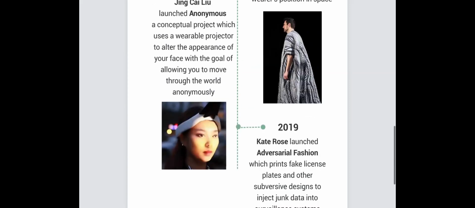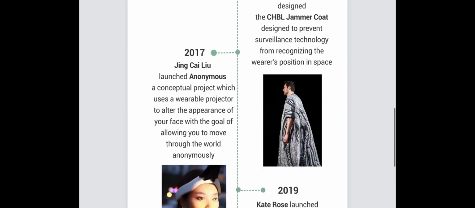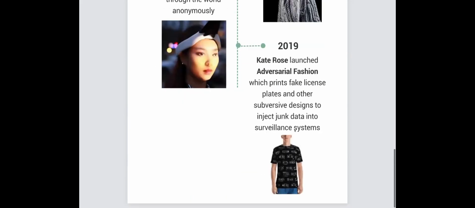And going back to this kind of jammer coat, after I had already put together this presentation, I read that the University of Maryland CS department was successful in making what they call the invisibility cloak. Essentially, it's a shirt printed with a bunch of faces, and they have proven that surveillance technology does not pick up that there's a human there, even though it's clearly there.